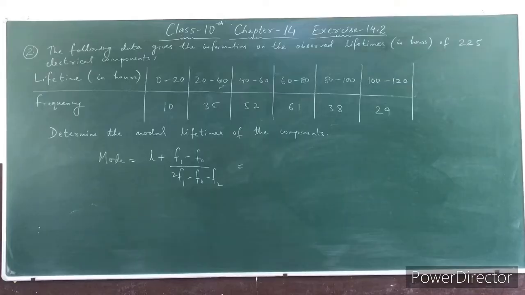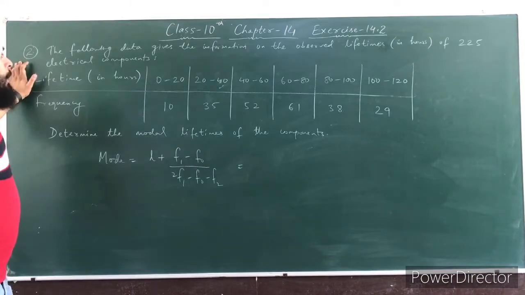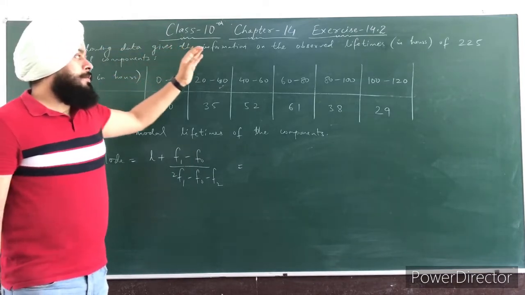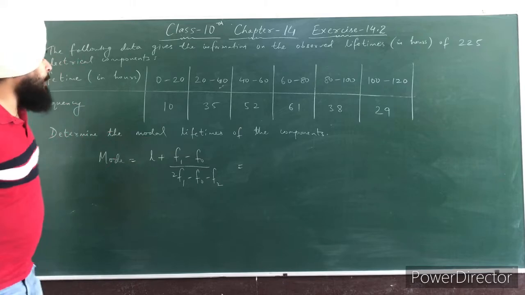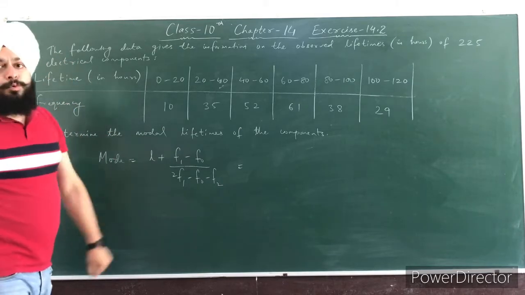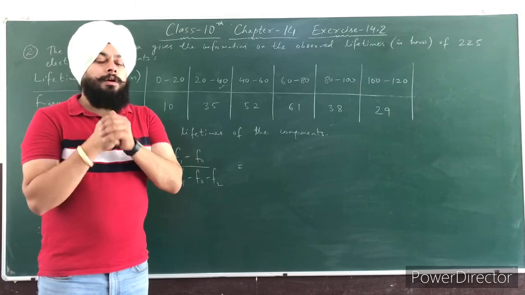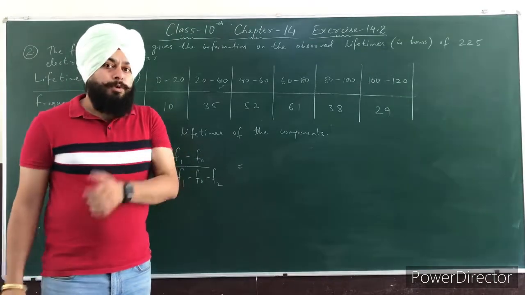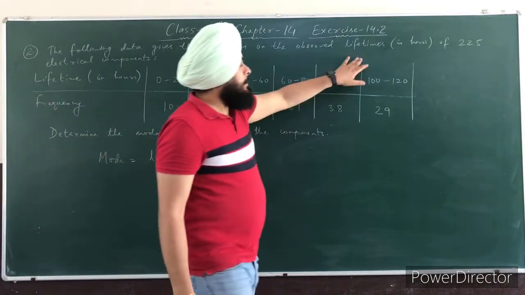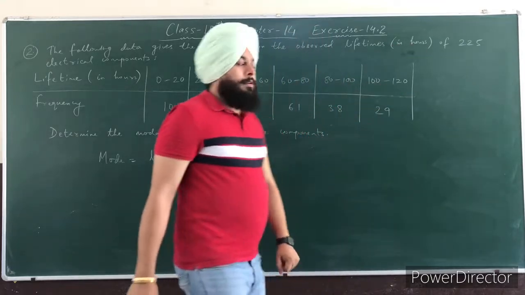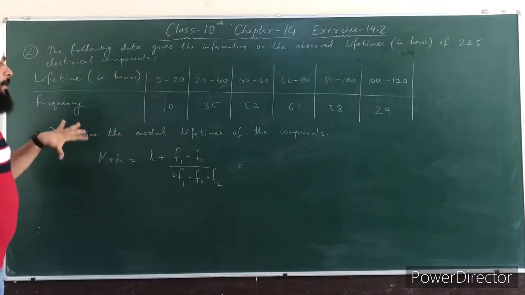Okay? Now next, see question number 2. The following data gives the information on the observed lifetime of 225 electrical components. So what is given in this question? That is, there are 225 electrical components and their lifetime in hours is given in this following distribution table.